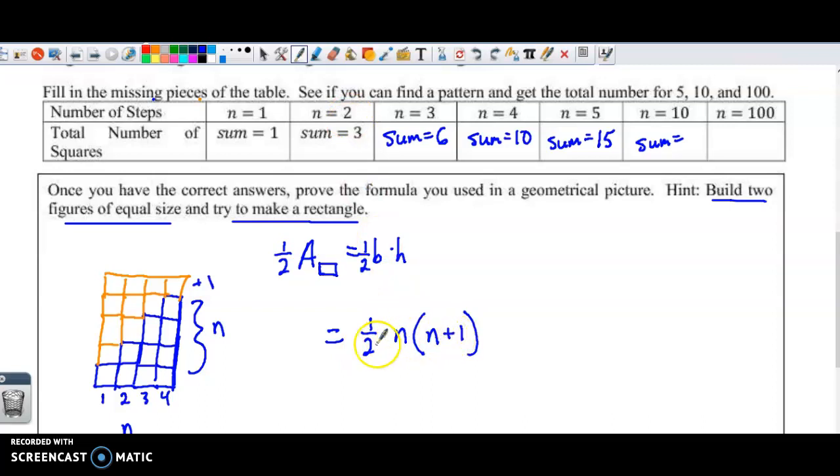2 plus 1 is 3. Is 1 times 3 3? Yeah. I can do it for 3 as well. Half of 3, okay, so 3 halves. And then 3 plus 1 would be 4. So 3 times 4 is 12, divided by 2 is 6.